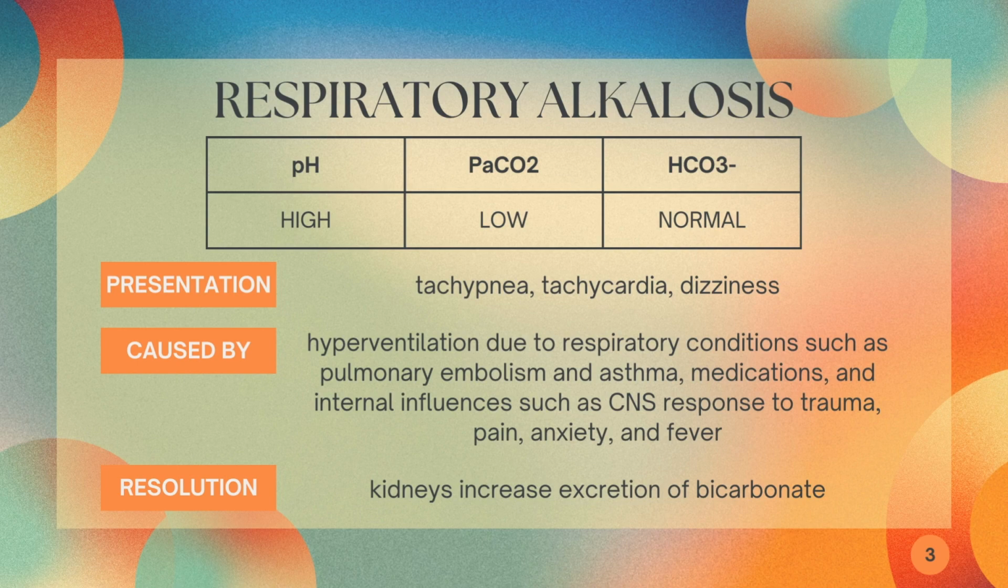Respiratory alkalosis, this one is different because the pH is now high and the CO2 is low, but again the bicarbonate is still normal. It presents with tachypnea, tachycardia, and dizziness. It is caused by hyperventilation due to respiratory conditions such as pulmonary embolism and asthma, medications, and internal influences such as a CNS response to trauma, pain, anxiety, and fever. That hyperventilation removes more CO2, leading to hypocapnia or low CO2, and therefore a higher pH. Its resolution is that the kidneys increase excretion of bicarbonate to help rebalance those lab values.